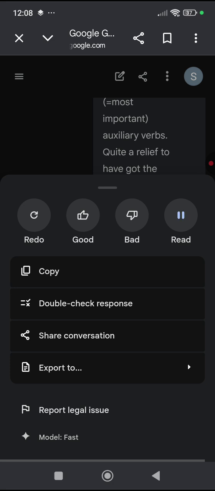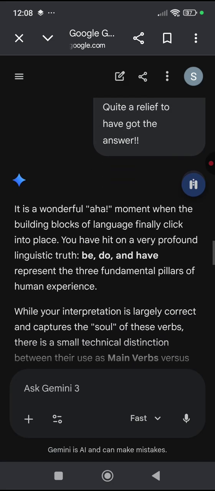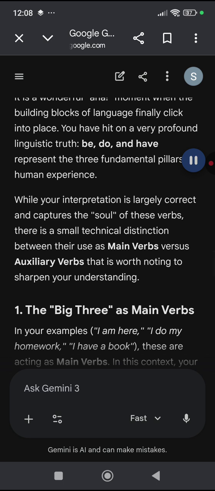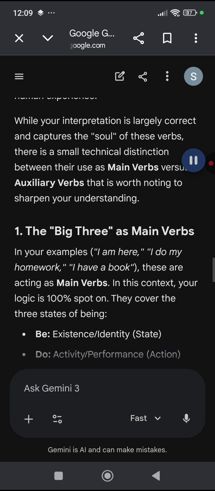It is a wonderful aha moment when the building blocks of language finally click into place. You have hit on a very profound linguistic truth. Be, do, and have represent the three fundamental pillars of human experience. While your interpretation is largely correct and captures the soul of these verbs, there is a small technical distinction between their use as main verbs versus auxiliary verbs that is worth noting to sharpen your understanding.